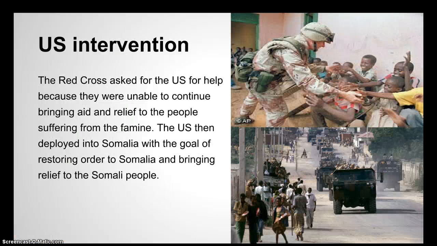So now there's the US intervention. First blank, the Red Cross asked for the help of the US because they were unable to continue bringing aid and relief to the people suffering from the famine. The US then deployed into Somalia with the goal of restoring order to Somalia and bringing relief to Somali people.